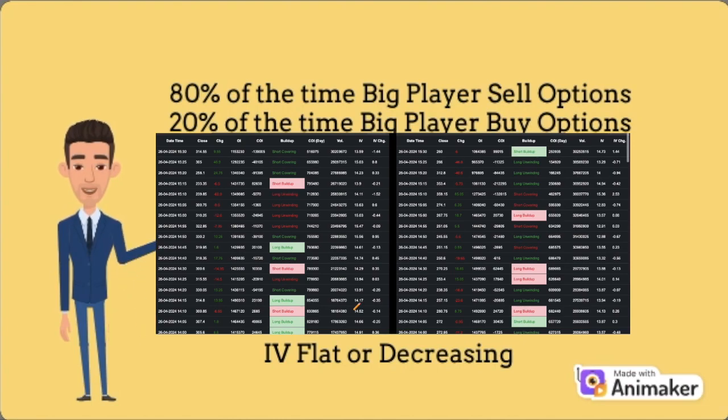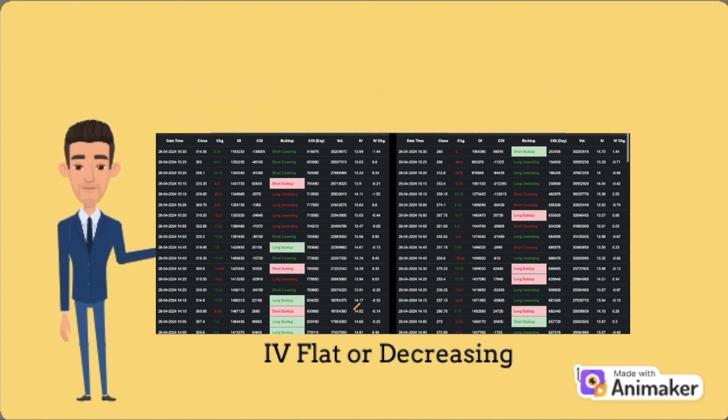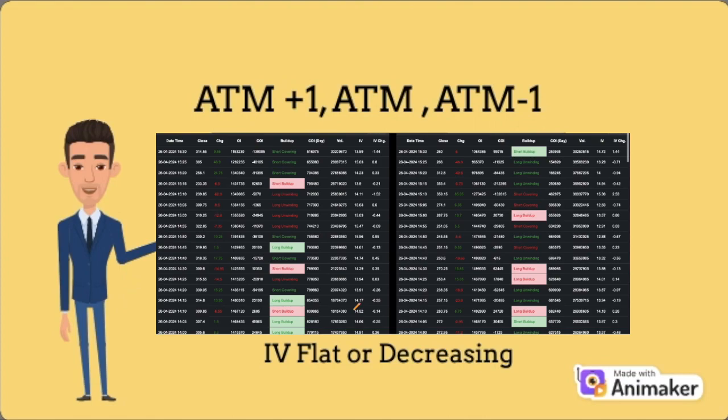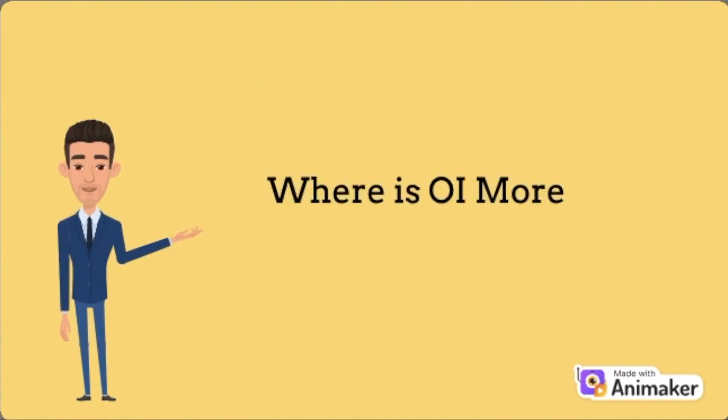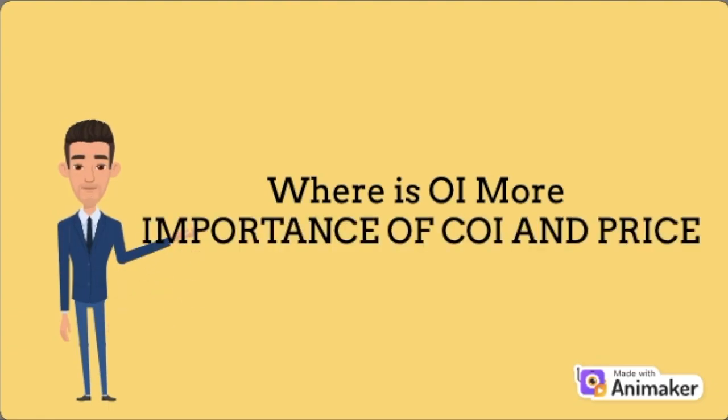So what we'll do is, this idea doesn't work on very deep in the money or deep out of the money options. It typically works on ATM -1, ATM and ATM +1 options. Suppose we look at ATM, and we see that the call side has more open interest compared to the put side. We'll start keeping an eye on put COI and price action, right, price change.